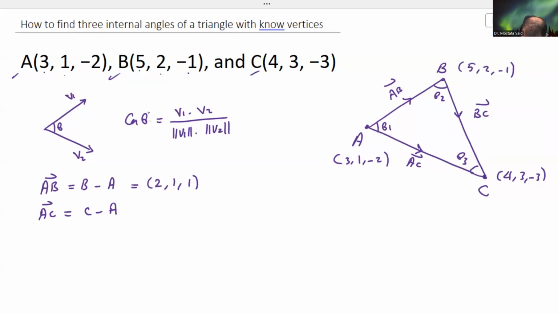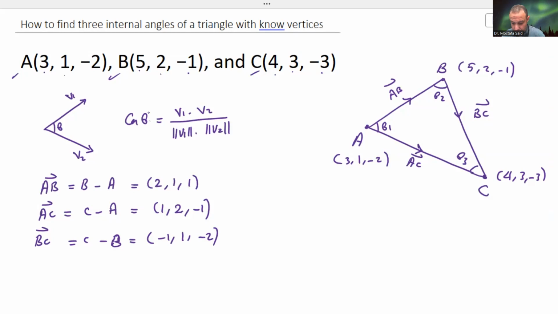Let's see AC. That will be C minus A. So 4 minus 3, it is 1. 3 minus 1 is 2. Minus 3 minus minus 2 will be minus 1. So AC is 1, 2, minus 1. And finally, BC. It is C minus B this time. No more A's. So 4 minus 5, it's minus 1. 3 minus 2, it is 1. Minus 3 minus minus 1, so it's minus 2.